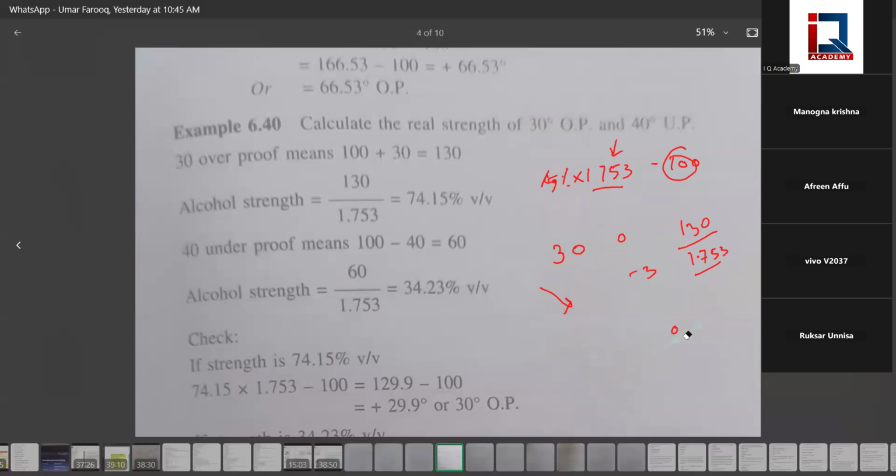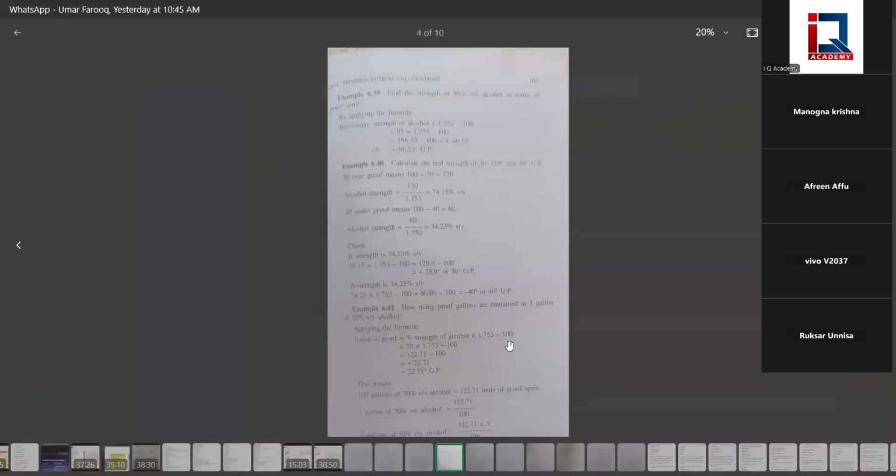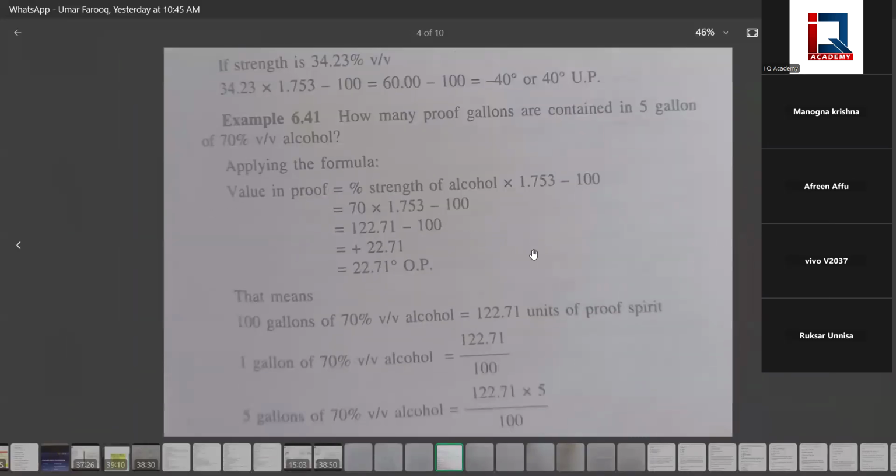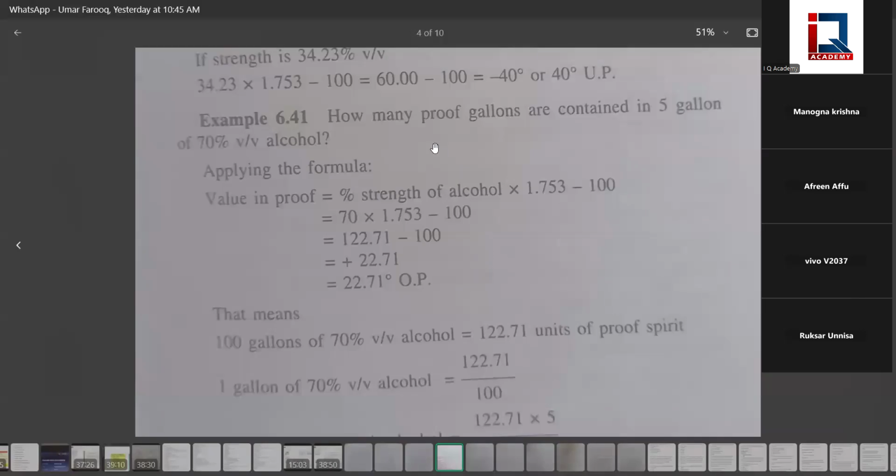Next we will go for displacement value calculation. But before going into displacement value calculation, I'll give you some questions on proof spirit calculation. Let's see if you can do it or not. So see one more question. See, now things change. How many proof gallons are contained in 5 gallons of 70% volume by volume alcohol?